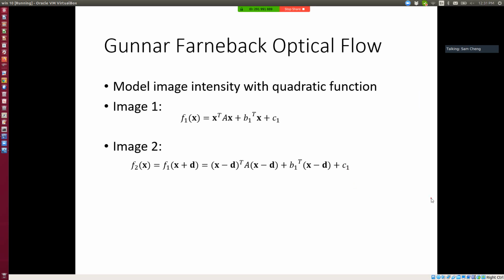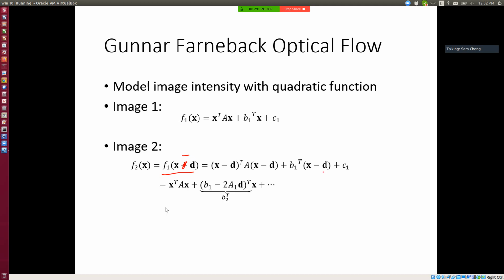So if I assume the same form, from image 1 to image 2 I have a disparity D here. Therefore image 2 can be represented as F1 but shifted by D. Then I substitute x plus d into the equation. Actually, I should write this x minus d instead, right? It doesn't matter. So x minus d here is equal to this guy here.